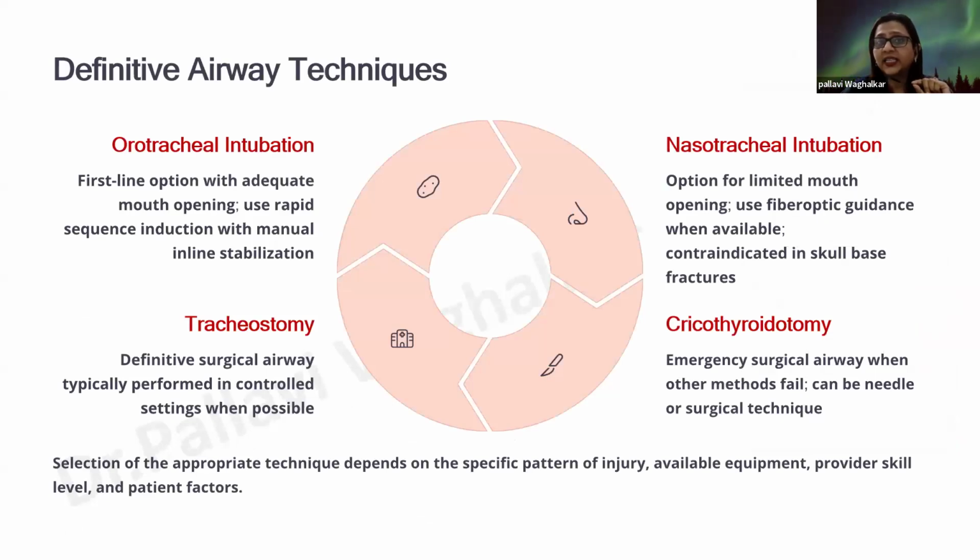So what are the definitive airway techniques in these patients? Orotracheal intubation is first line where adequate mouth opening is present, and rapid sequence induction with manual inline stabilization should be done. Nasotracheal intubation is an option whenever there is limited mouth opening. You can use fiber-optic guidance whenever available, but it is contraindicated in skull base fractures. Tracheostomy is a definitive surgical airway in the difficult airway, typically performed in controlled settings whenever possible, while cricothyrotomy is an emergency surgical airway method. Any of the methods will depend upon the specific pattern of injury, the available equipment, the skills of the clinician and patient factors.